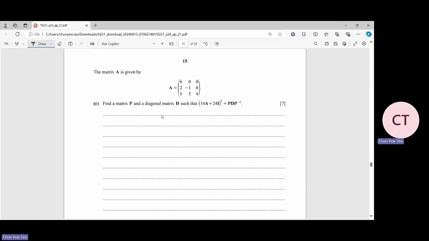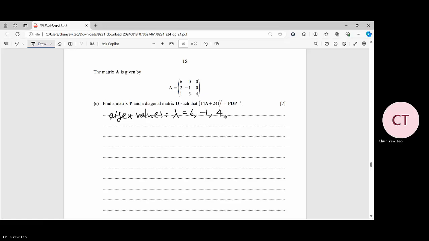So they are giving you the matrix given for A, and you can see that the upper triangle is all 0. So your eigenvalues will be all the values in the diagonal here. This will be your eigenvalue. So over here, we can just straight away write the eigenvalues. Lambda is equal to 6, negative 1, and 4. Then after that, we need to find the eigenvectors.